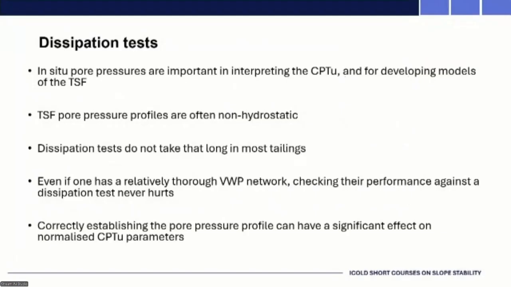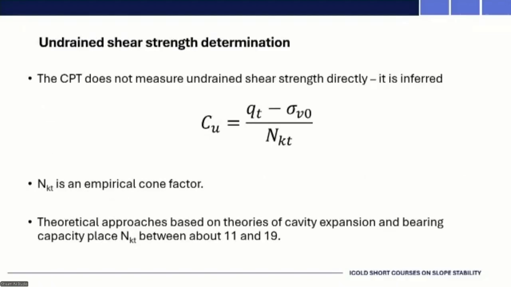So we need them for interpretation, as I said. Pore pressure profiles are often non-hydrostatic. Dissipation tests don't take that long in most tailings, but you don't want to do them unnecessarily, certainly. And if you've got a functioning vibrating wire or other kind of piezometer network, it can give you a reality check on what your equilibrium pore pressure is. And it affects these normalized parameters.